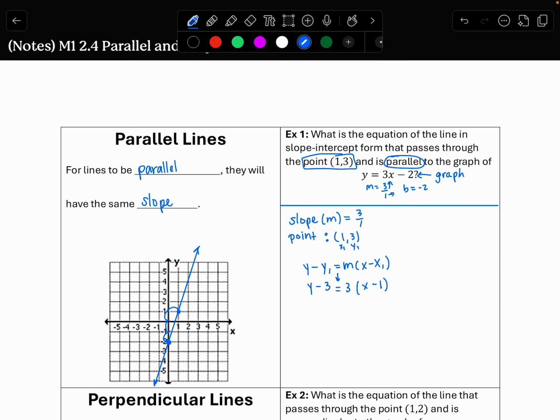Okay, and now we have to solve for y, to have the slope-intercept form, which is y equals mx plus b. So here, whenever there's a number in front of parentheses, we always distribute. So then we have 3x, again, equal signs have to be in the same spot, 3x minus 3, y minus 3. Okay, be careful when you're multiplying. Make sure you're multiplying to both of them.